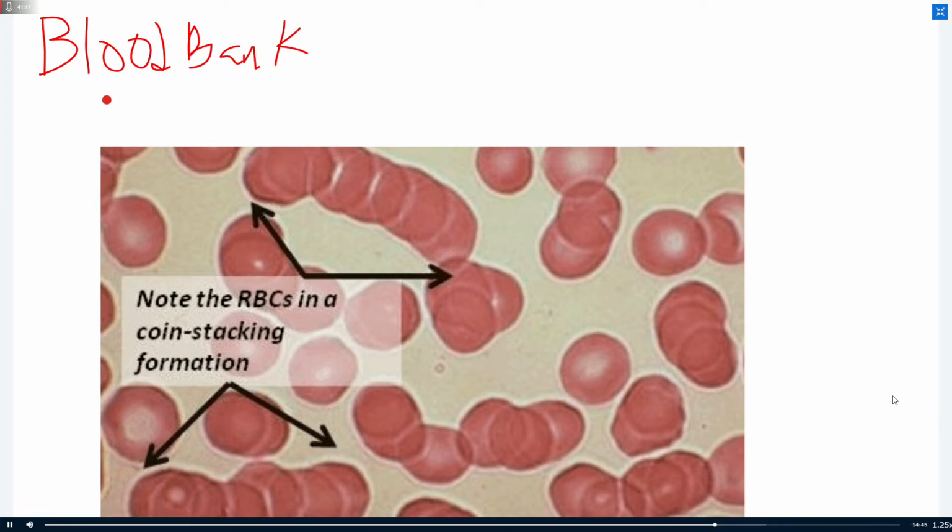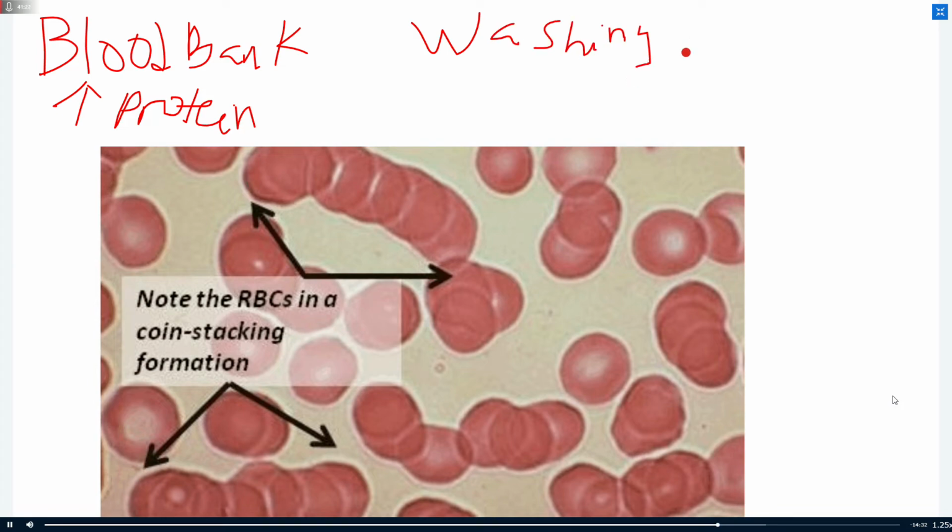Kapag increase yung protein, if there is increased protein in the blood, may kailangan kayong gawin. You would have to do what we call washing. And in washing, class, pag naghuhugas kayo ng red blood cell, what's the name of the solution that you would use? NSS. And your NSS is what? What type of solution is that? Isotonic. Very good. So by washing your RBCs, class, you tend to remove the protein, removing this stack of coins.